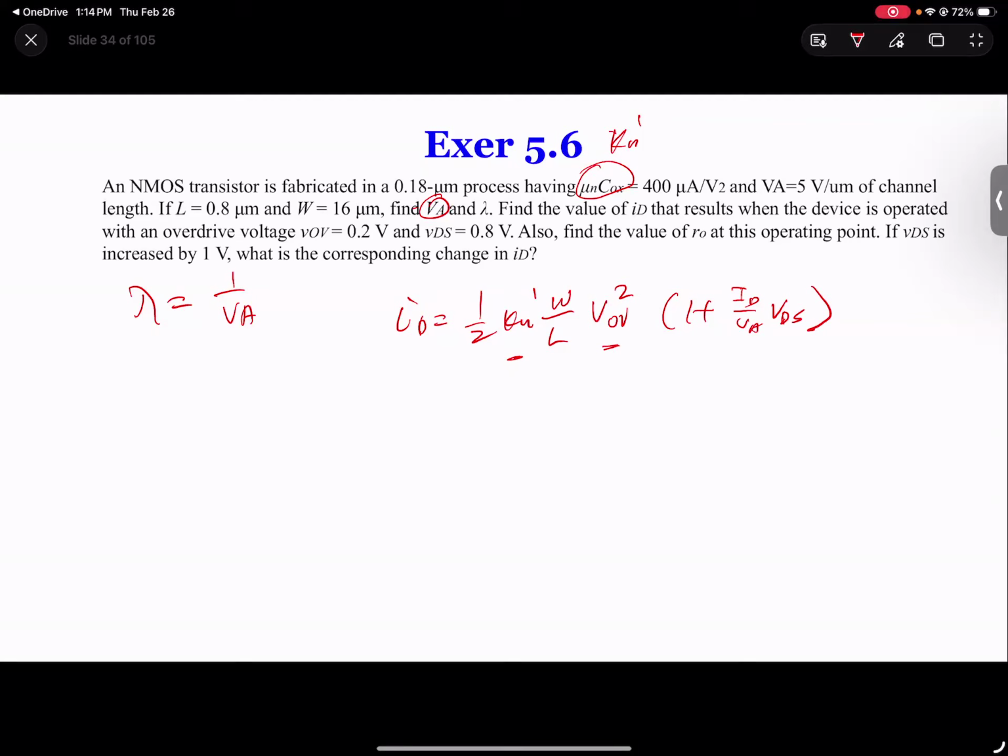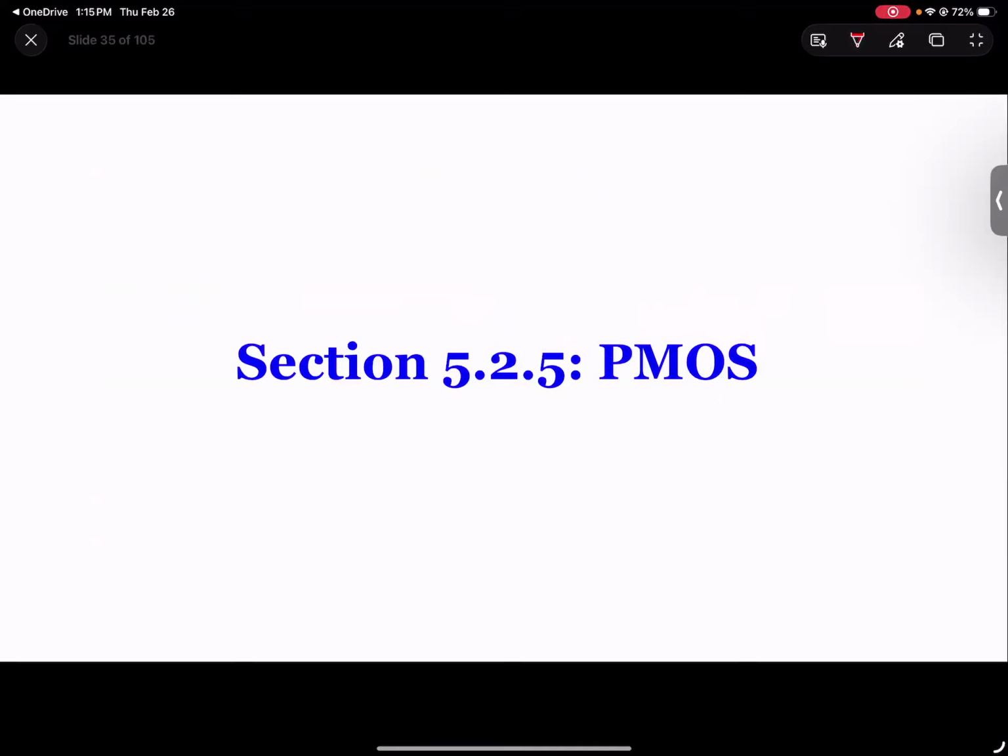If VDS is increased by 1 volt, what is the corresponding change in ID? So you can basically start to find all the values that you want. Without the VDS increase, you got the current. Now you have VDS increased by 1 volt. Plugging that in, you get the numbers. Okay, that one you guys can do.